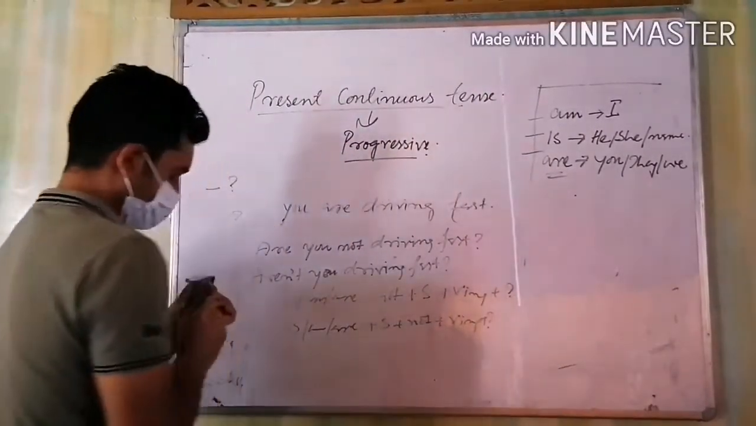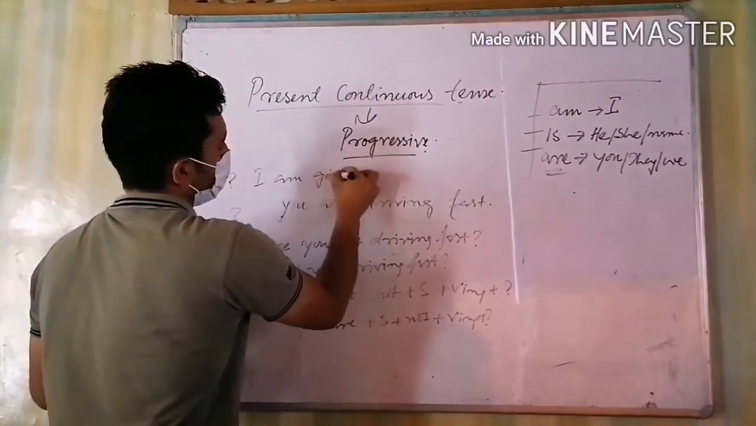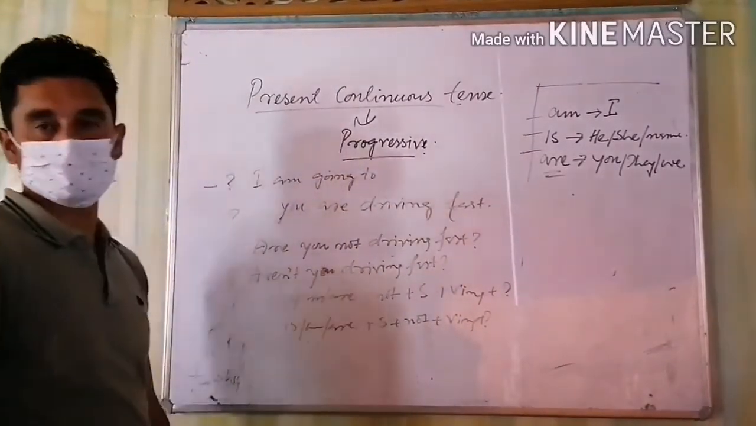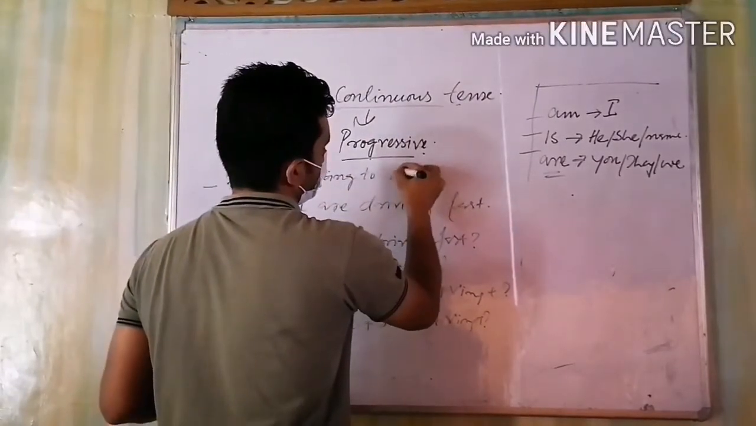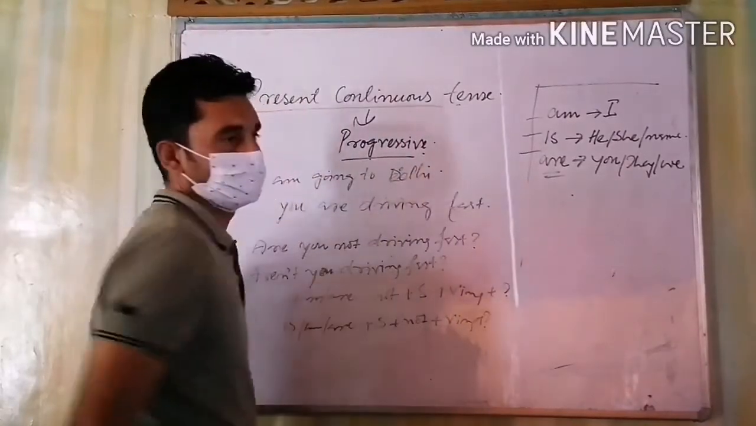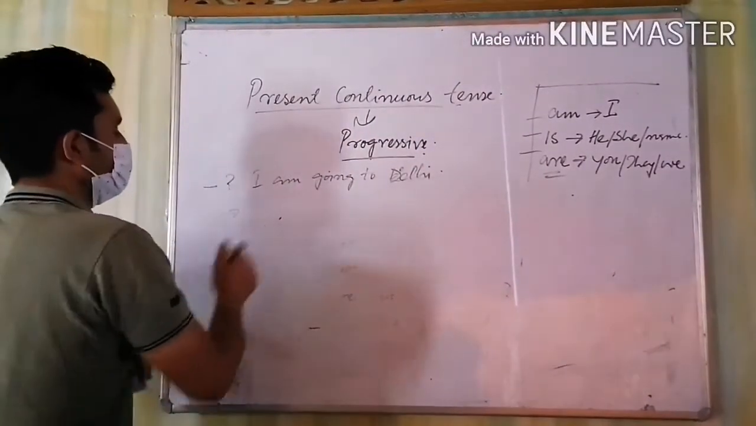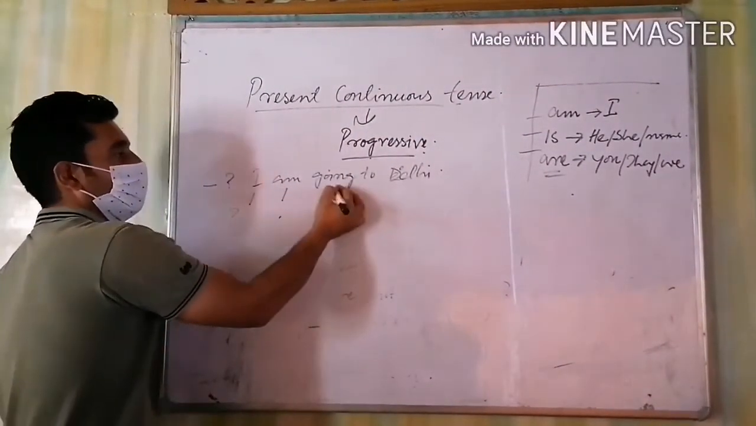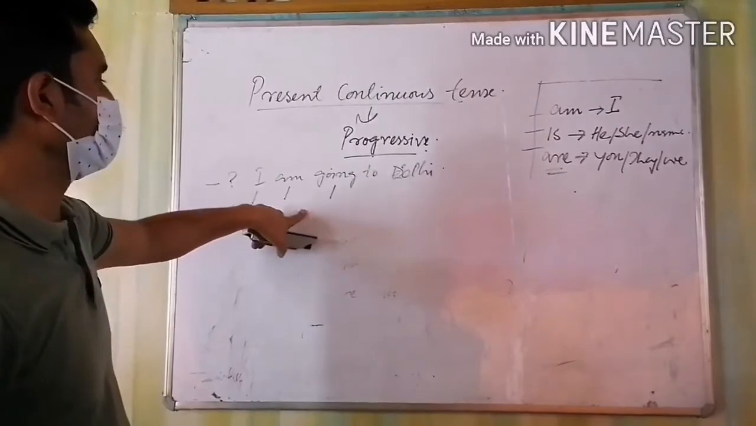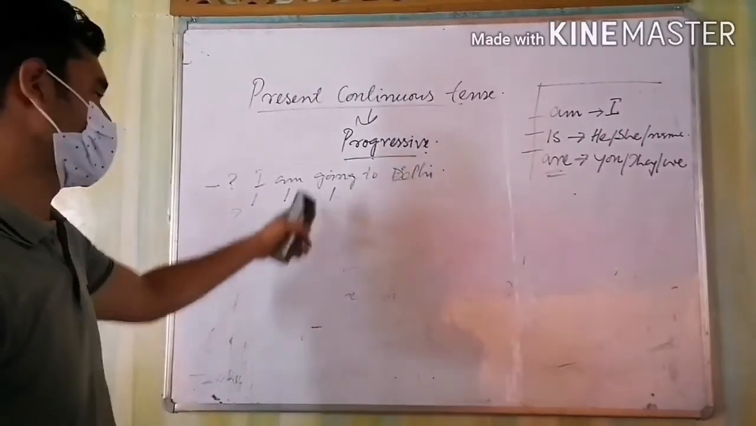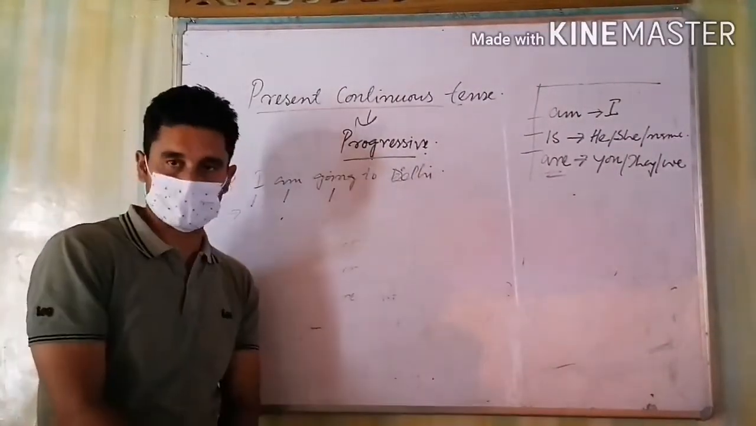Let me write a sentence here. I am going to Delhi. I'm going to Delhi. Look at the structure. Subject, be, and then verb in its ing form. So, this seems to be a present continuous tense, but it's not. From present continuous tense, we sometimes mean future actions.